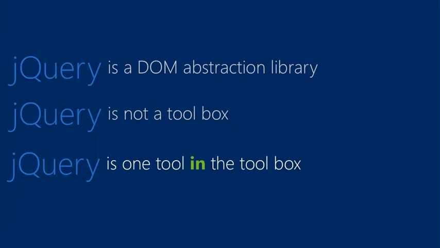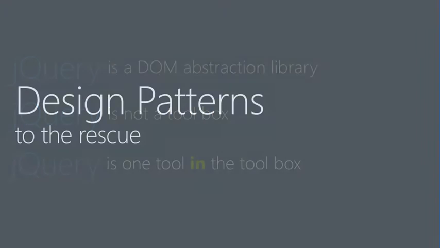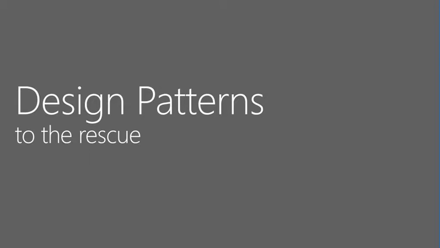It's a library that helps us do some really cool things to the document object model, and that's it. It doesn't do anything else. It doesn't help us structure our code in a way that's clean, readable, and maintainable. But it is still a really great library. So jQuery is a tool in the toolbox. So what do we do?